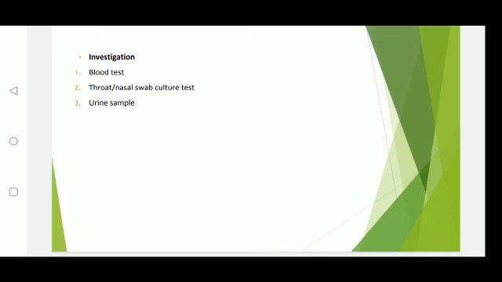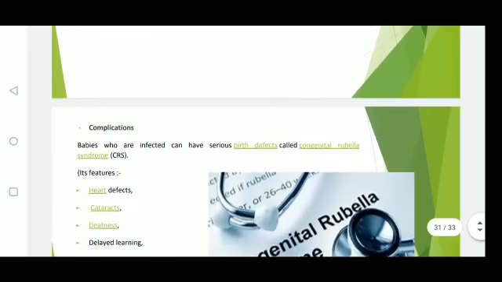Then investigation: with the help of a blood test we can understand. Especially we do a throat or nasal swab culture test for investigating rubella. Then urine samples.